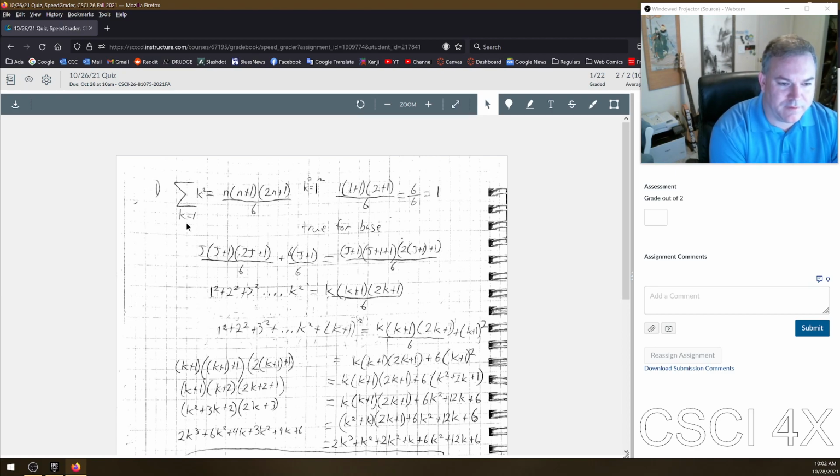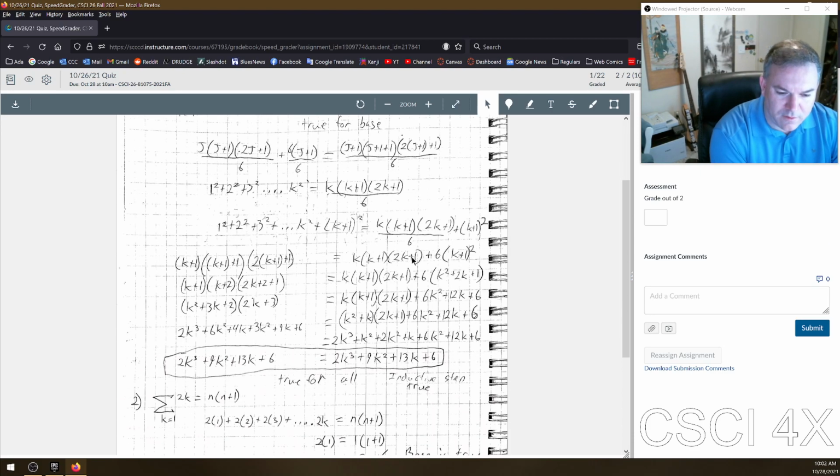So prove that the sum of all numbers from 1 to, I assume there's supposed to be an n there, k squared equals n times n plus 1 times 2n plus 1 divided by 6. So base condition first, you plug in 1. 1 squared is 1 on the left hand side. On the right hand side, you've got 1 times 2 times 3, which is 6. 6 divided by 6 is 1. Base condition checks out.